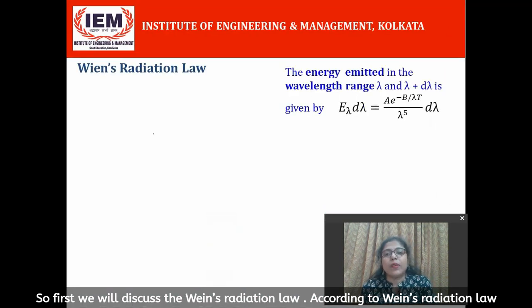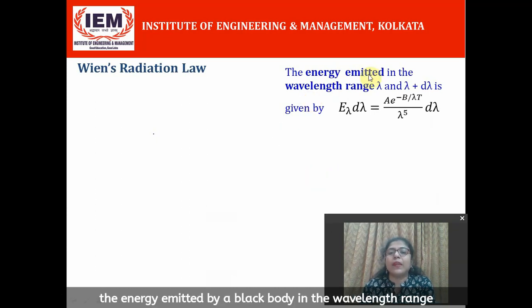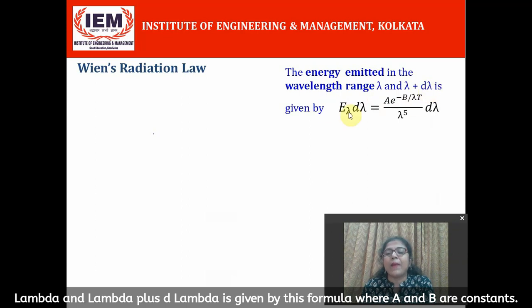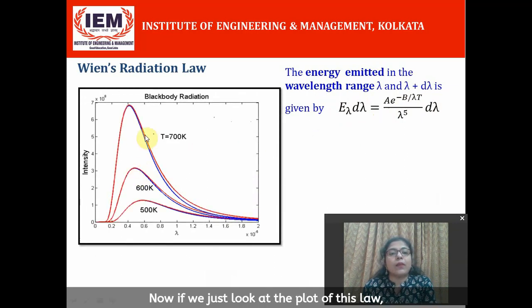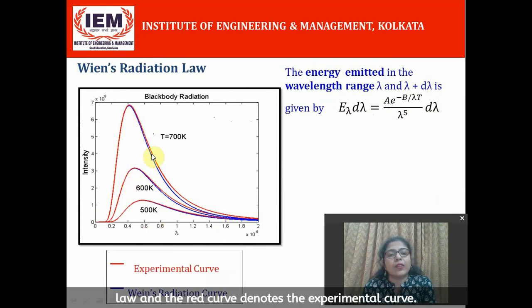Now, according to Wien's radiation law, the energy emitted by a black body in the wavelength range lambda to lambda plus d lambda is given by this formula, where A and B are constants. Now, if we look at the plot of this law, the blue curve here denotes the plot of Wien's radiation law and the red curve denotes the experimental curve.